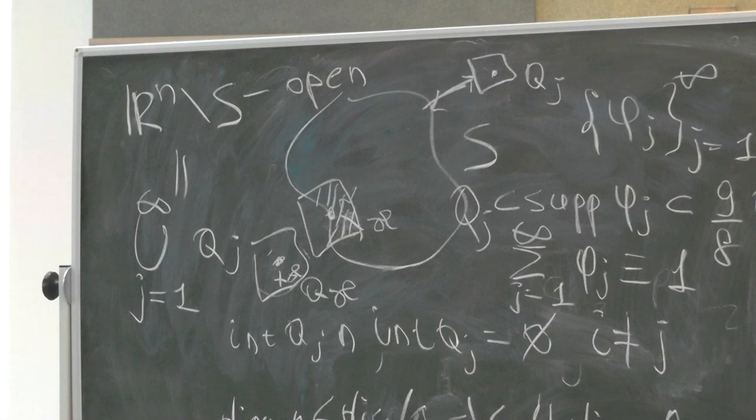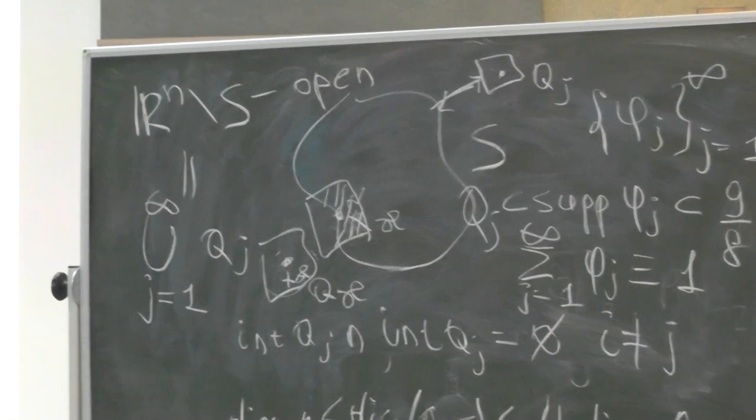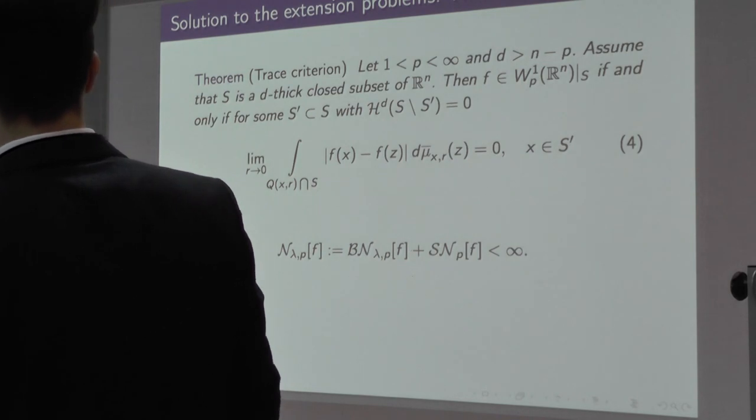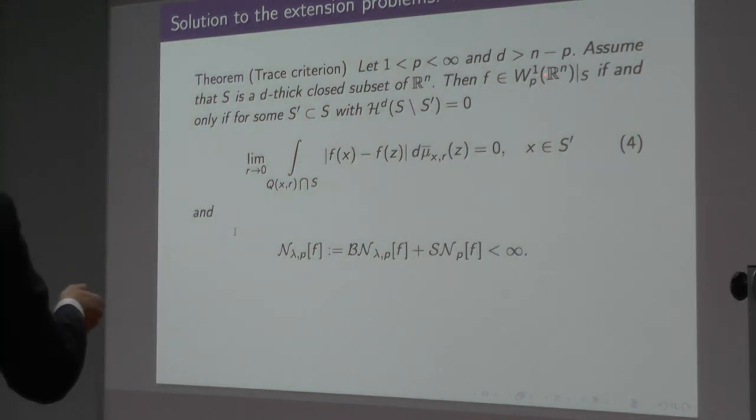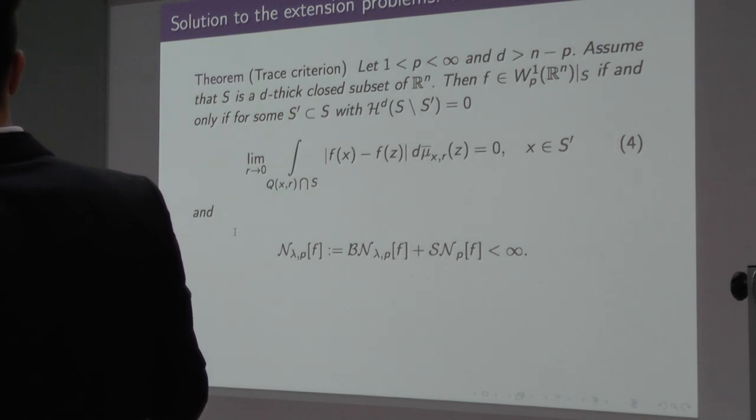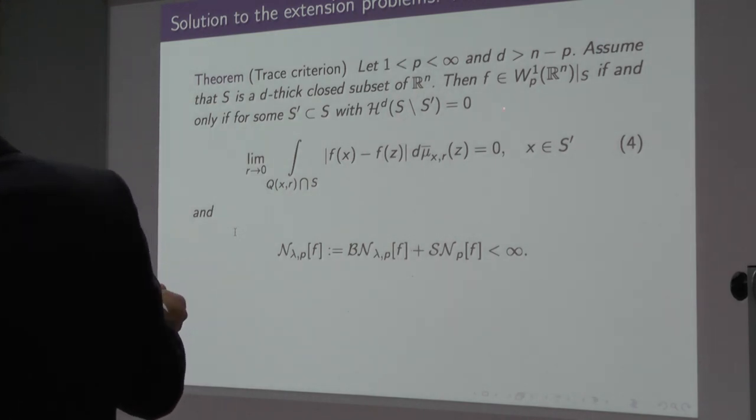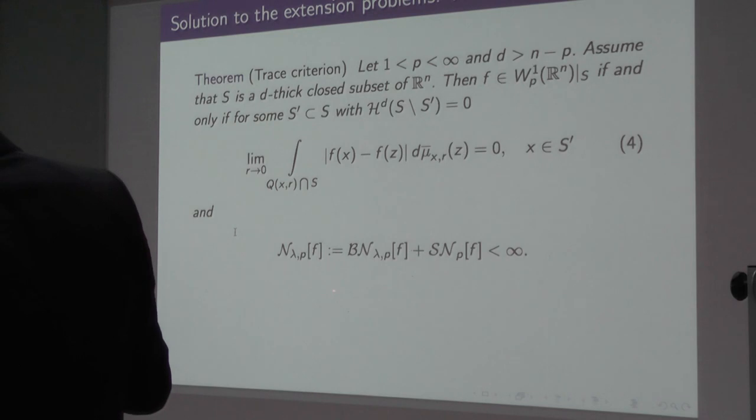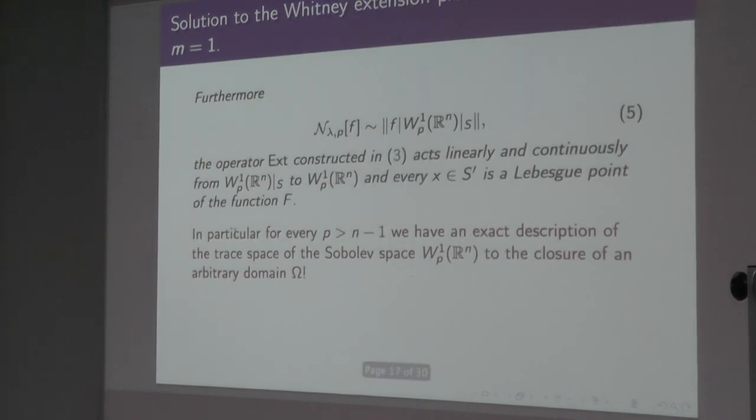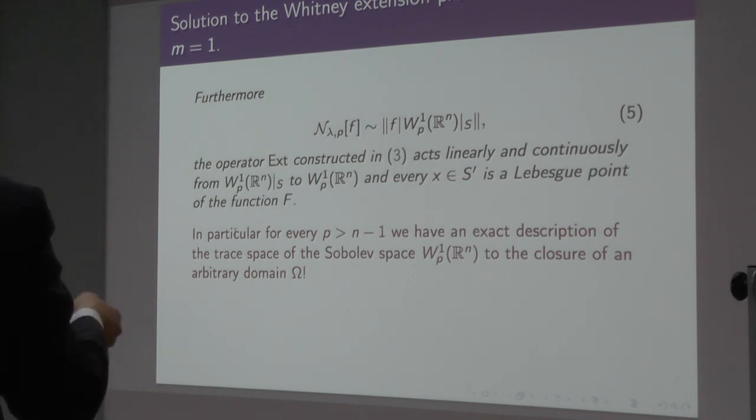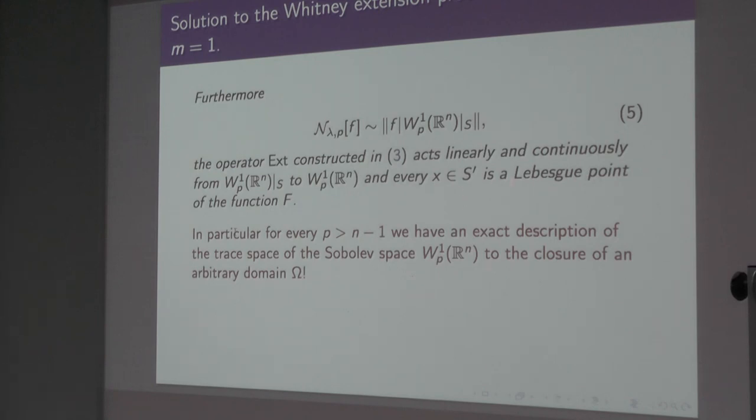And now our main result reads as follows. Let p be between 1 and infinity, d bigger than n minus p, and we assume that S is a d-set, a closed subset of Rn. Then f belongs to the trace space if and only if, for some S prime such that the Hausdorff measure of S minus S prime equals 0, this functional is finite. Furthermore, the trace norm is comparable with this functional, and the extension operator acts linearly and continuously from the trace space to W^1_p, and every x is a Lebesgue point of the function f.